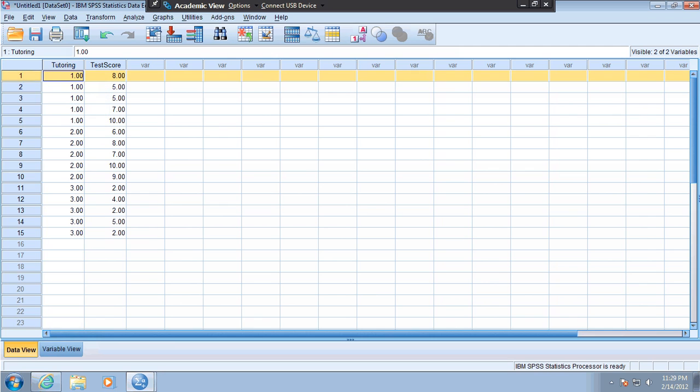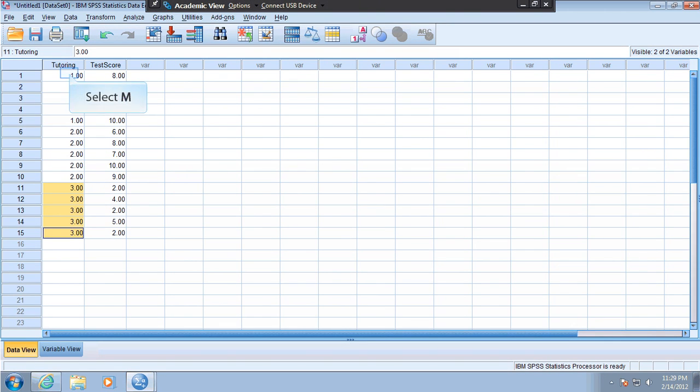Next to each individual, their data score, in this case test score, is provided. Once you have the data entered, and again from this example you can see we have 5 people in the first tutoring group, 5 people in the second, and 5 people in the third, for a total of 15 people, 5 people in each group. In our data set, next to each group identification number, we have the actual data value.